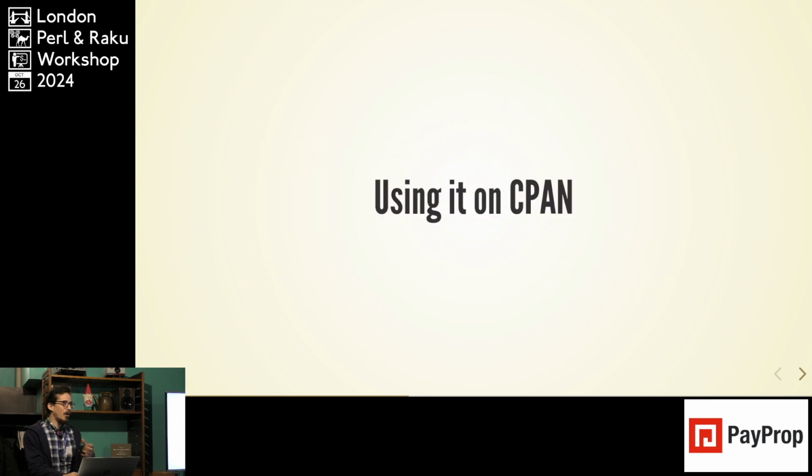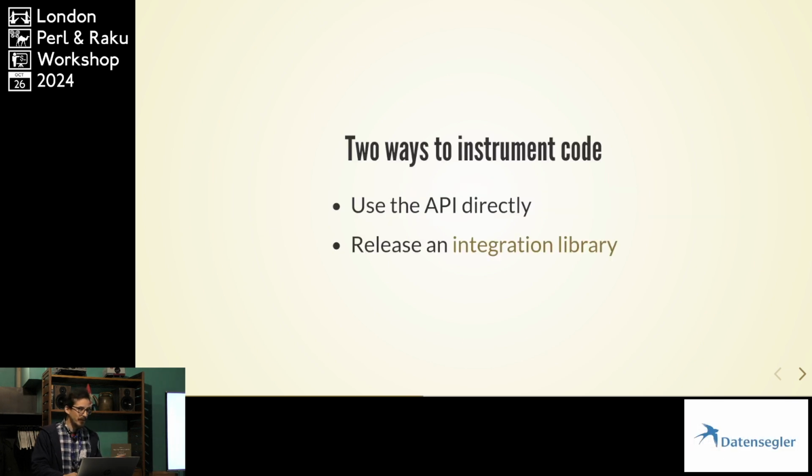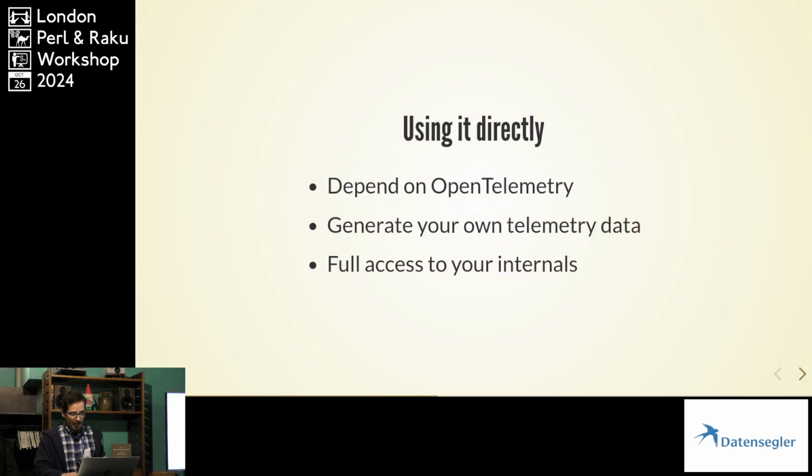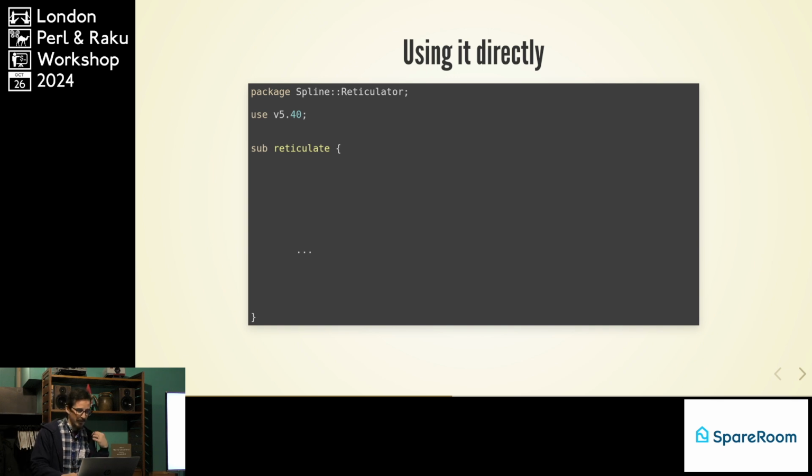So how would you use this in a library that you want to release on CPAN? There's two main ways to do this. The first one is to just use the API directly, but you can also release these integration libraries that I was talking about before. If you're using it directly, there's some benefits. You have full access to all of the internal things in your library, and you're generating your own data, which might be good or bad. But the big thing is that you're now depending on OpenTelemetry directly, which means that all of your users are going to basically pay the price of OpenTelemetry, even if they're not interested in it. So there's this, and let's look at how that looks. So let's say you have some fancy package that is doing some very important work.